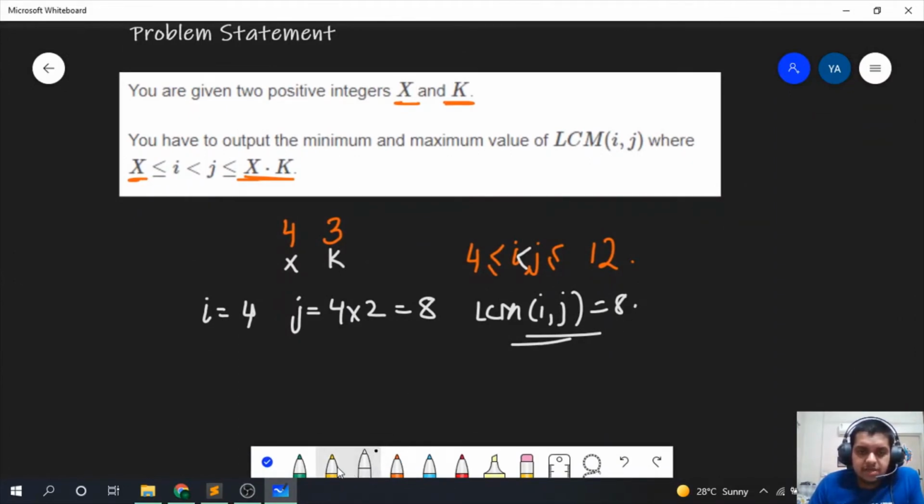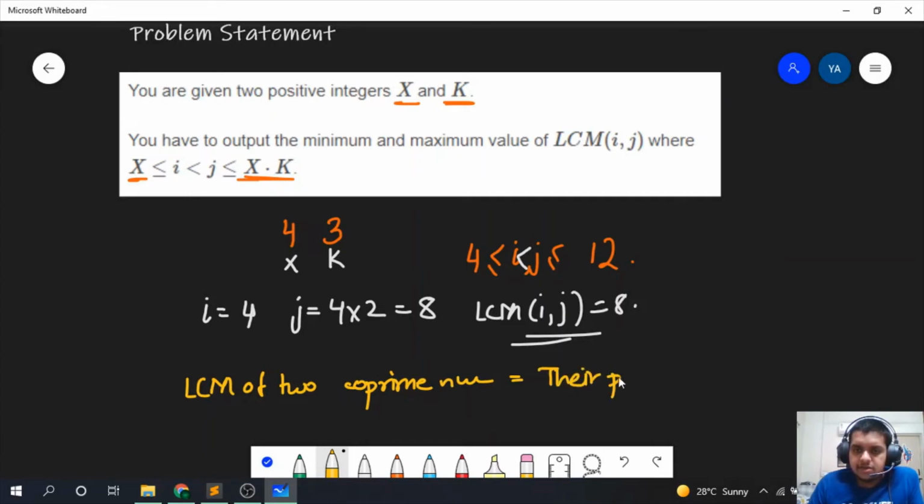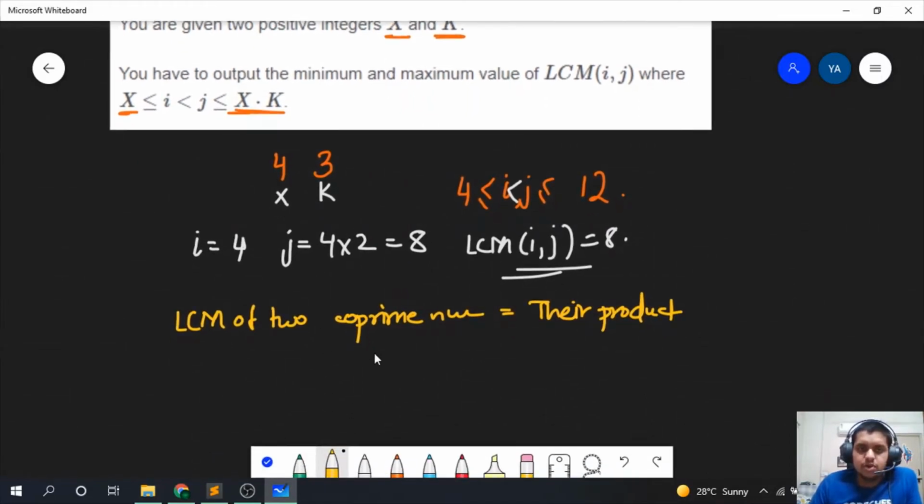Here a very interesting concept is to be used: the LCM of two coprime numbers is basically their product. What are coprime numbers? Those that have greatest common divisor equal to 1, that is, their GCD is 1. You can take numbers like 5 and 2. They have GCD 1, therefore their LCM is nothing but their product, which is 10.